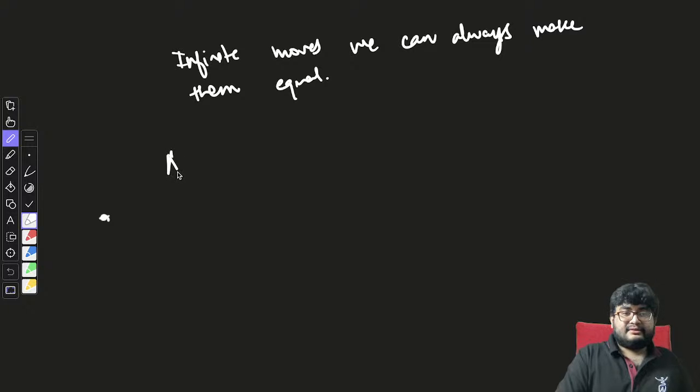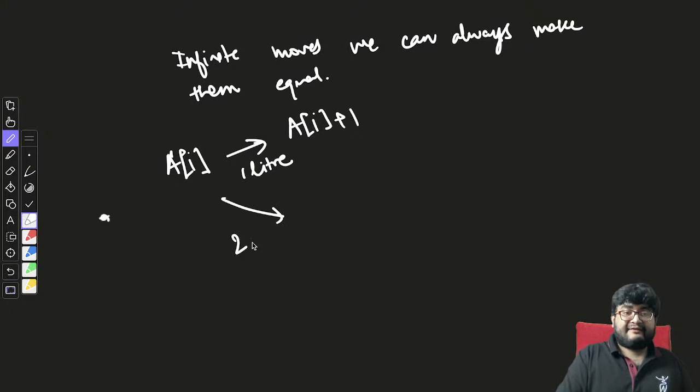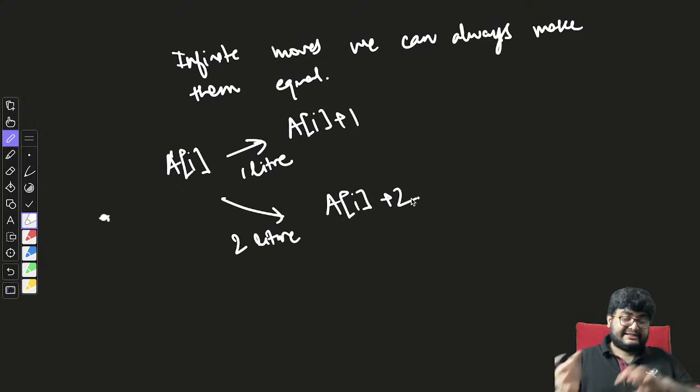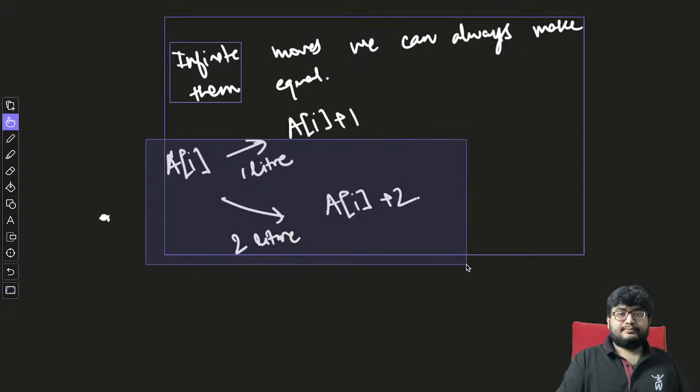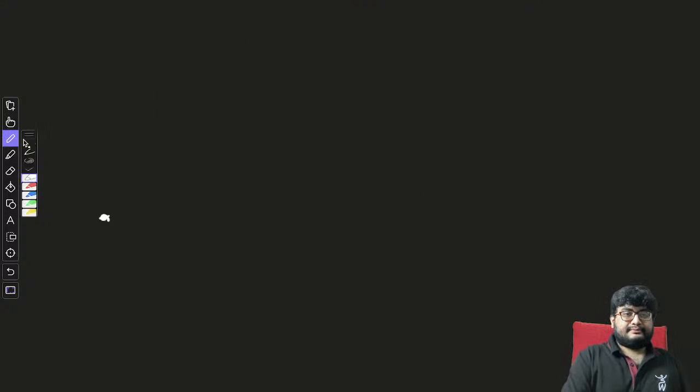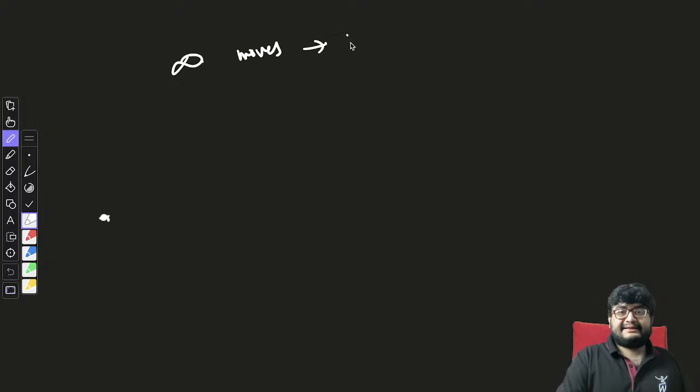So we are saying either we can go from a of i to a of i plus 1 if we have 1 liter of water supply in this move, or we can have 2 liters of water supply in this move, so we can go to a of i plus 2. We can add this 2 liters to this bucket, right? So we have these two possible moves. Okay, so if we have infinite moves, we can always make them equal.